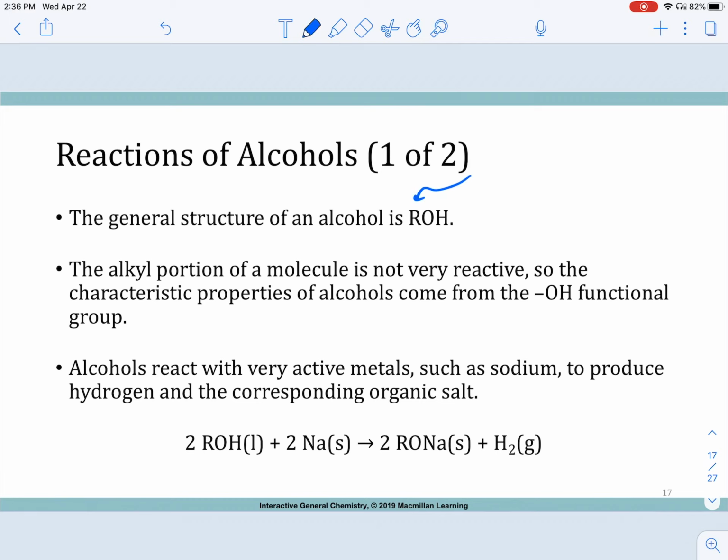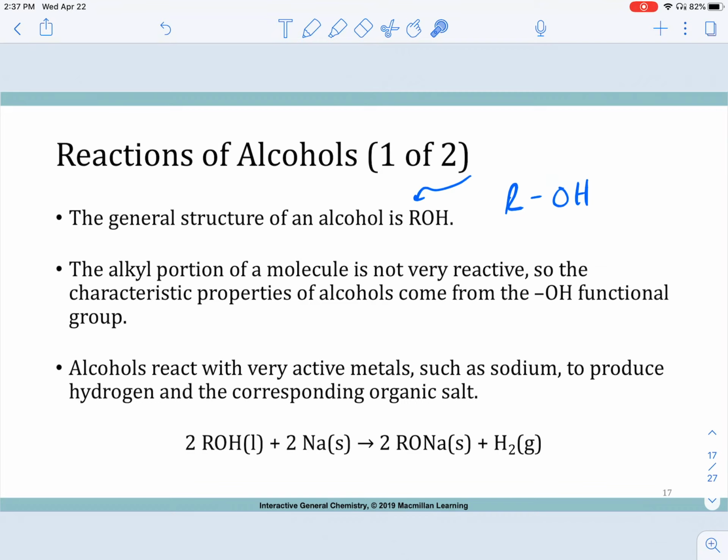I mentioned this: if you see an R group attached to an OH, that's the general structure of any alcohol. Because of that, we really think of alcohols at the OH spot. This is where any reactions are going to occur, they're really going to react there. The alkyl portion is not very reactive.